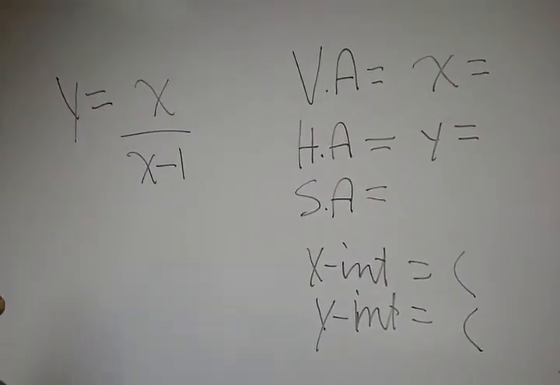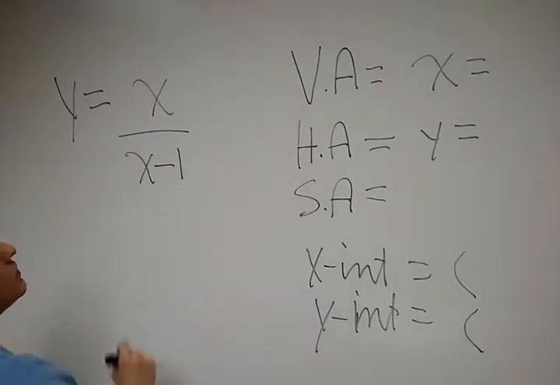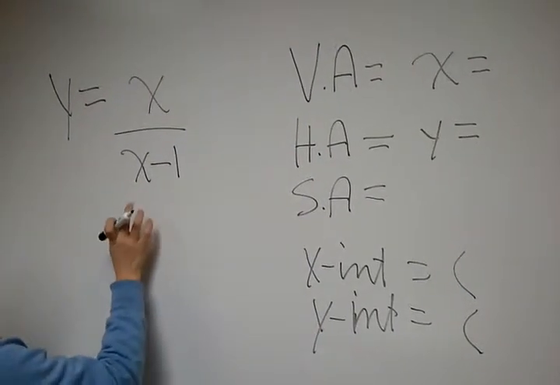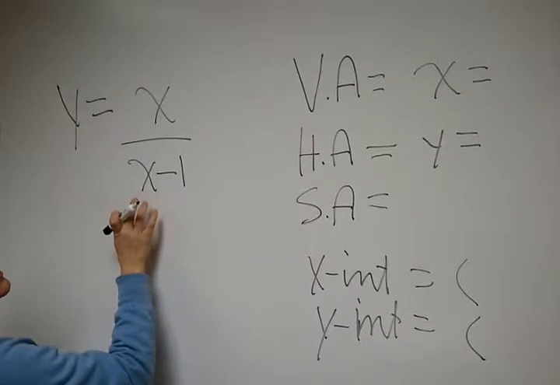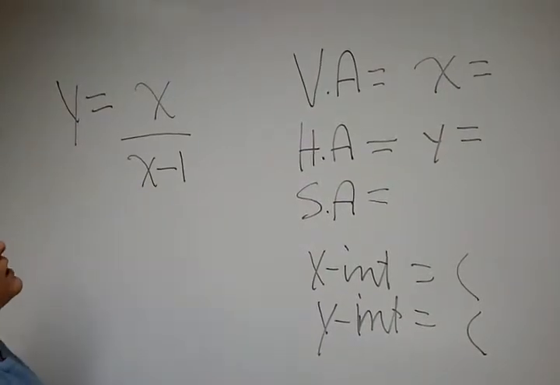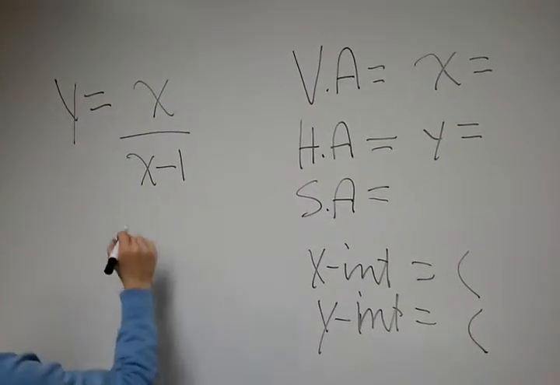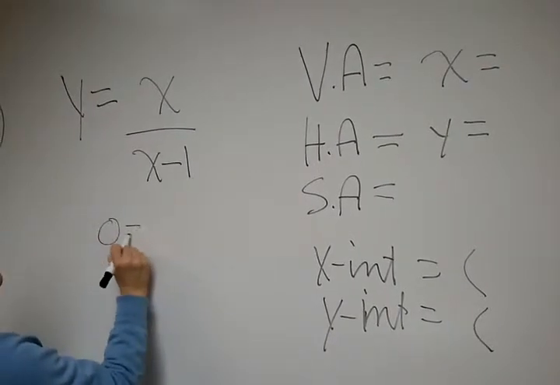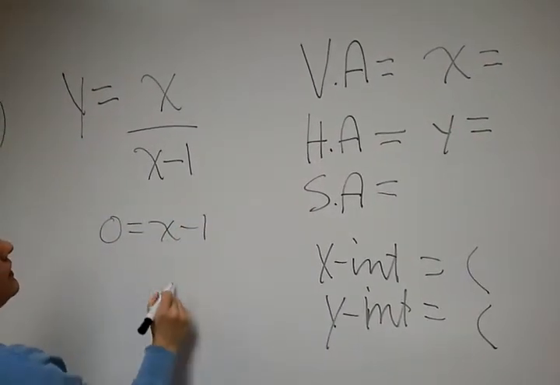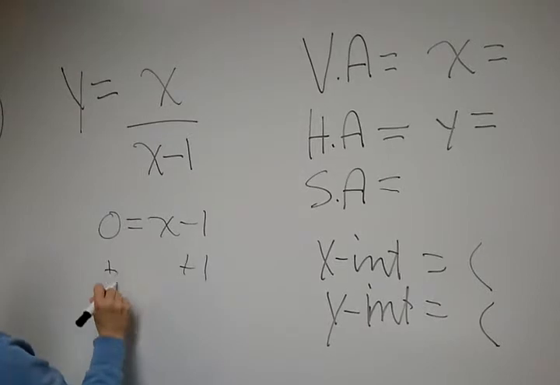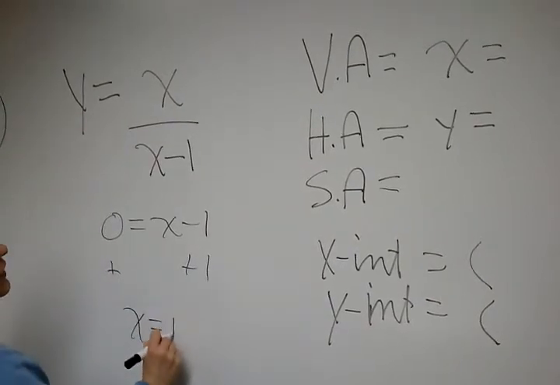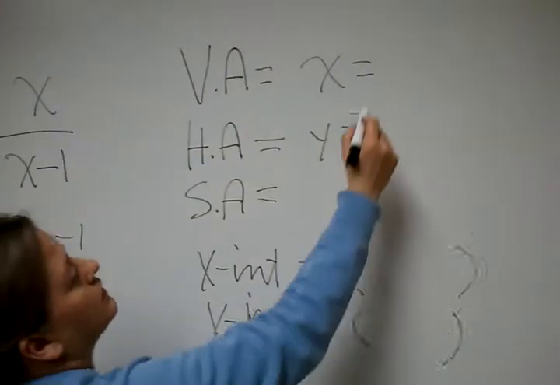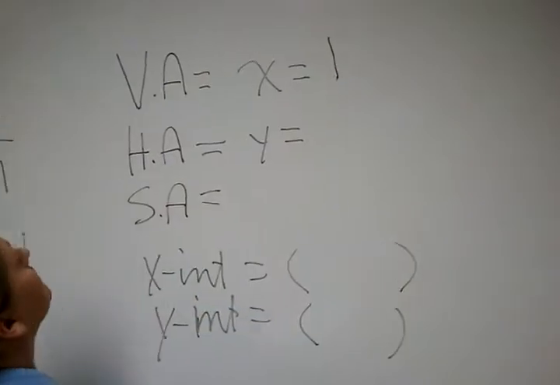First, when we're looking for the vertical asymptote, we look to see what we can plug into the denominator that will make it 0. We take 0 equals x minus 1, add 1 to each side, so x equals 1. So our vertical asymptote is x equals 1.